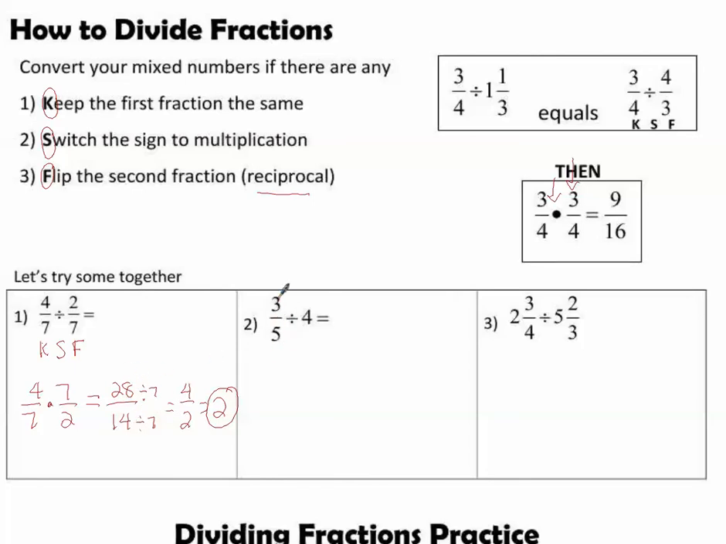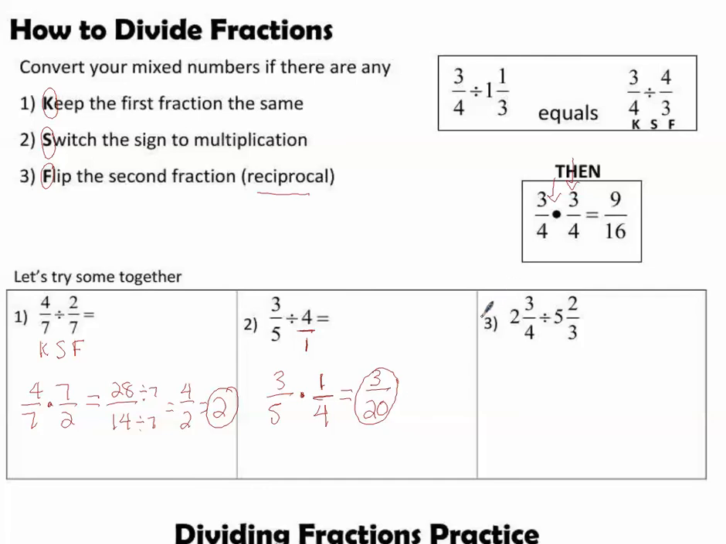And number 2, you have 3/5 divided by 4. Remember, in order to find the reciprocal of a whole number, you have to place a 1 underneath it. So you want to keep 3/5, switch to multiplication, and flip the second fraction for 1/4. Now it's multiplication, and you go straight across. Numerator times numerator, denominator times denominator. Circle your final answer if that is reduced.